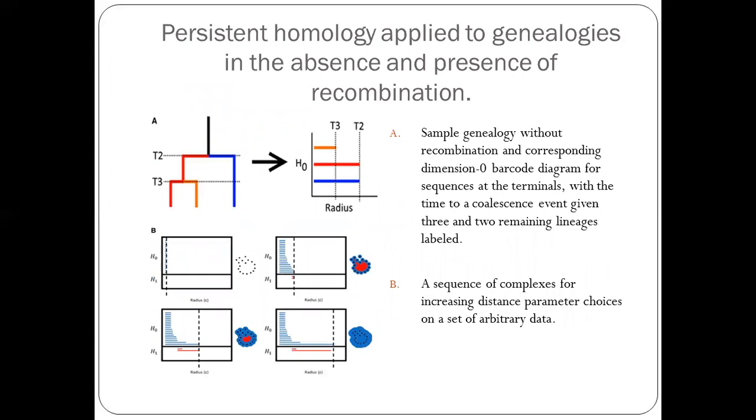Next we see how persistent homology is applied to genealogies in the absence and presence of recombination. Figure A is the sample where no recombination occurs, and we have the corresponding dimension 0 barcode diagram for sequences at the terminals. Figure B is the sequence of complexes for increasing distance parameter choices on a set of arbitrary data.